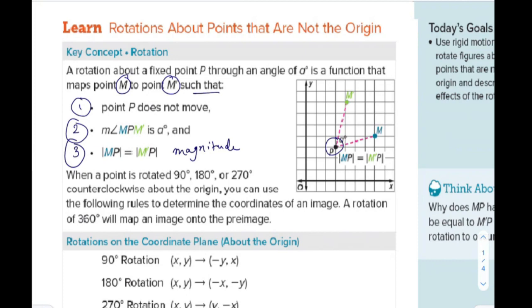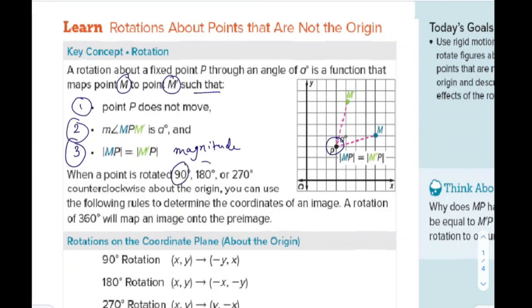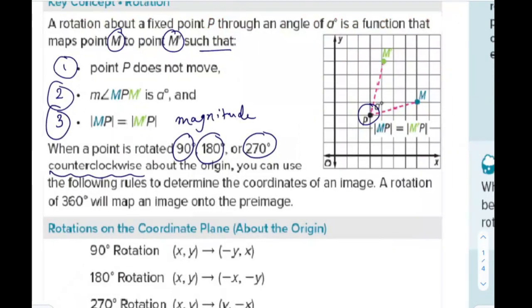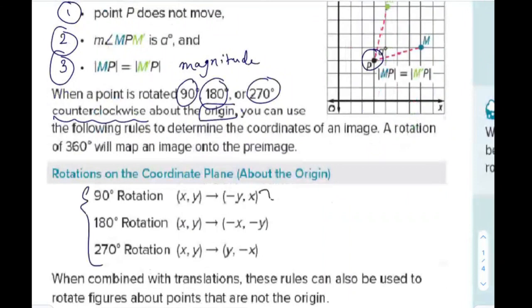So the length, or the magnitude of the distance between P and M, the original point, is the same as the distance between the center of the rotation and the image. So when a point is rotated 90 degrees about an origin or about any other point, 90, 180 or 270 counterclockwise, now we have two cases. If it is about the origin, this rule will apply.